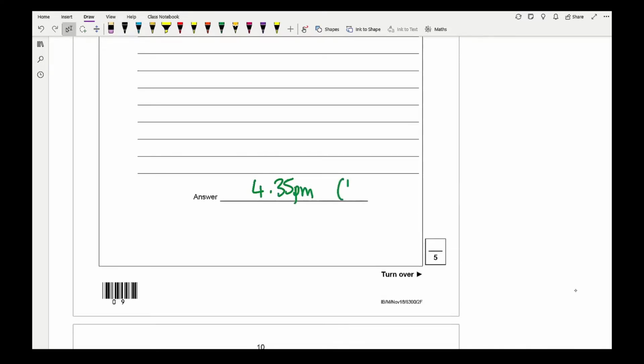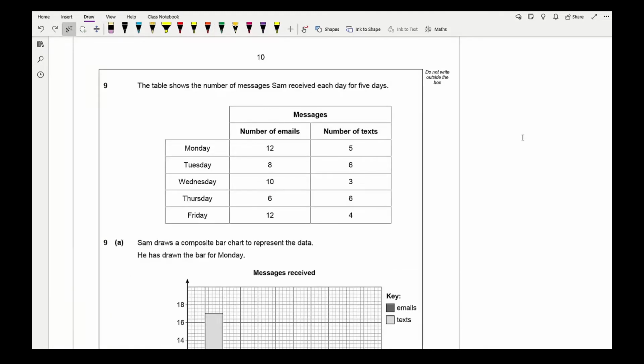And if you wanted to work in a 24-hour clock, then that's absolutely fine as well. 35, it should be not 25. There we go. Let's just write that properly. And there we go.